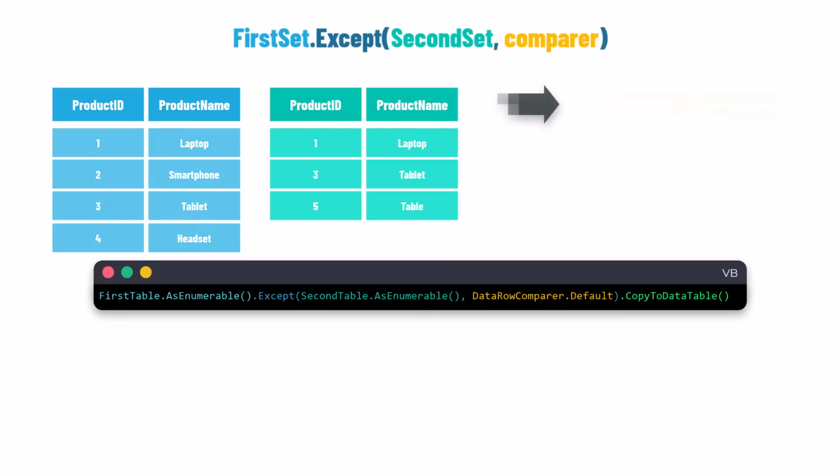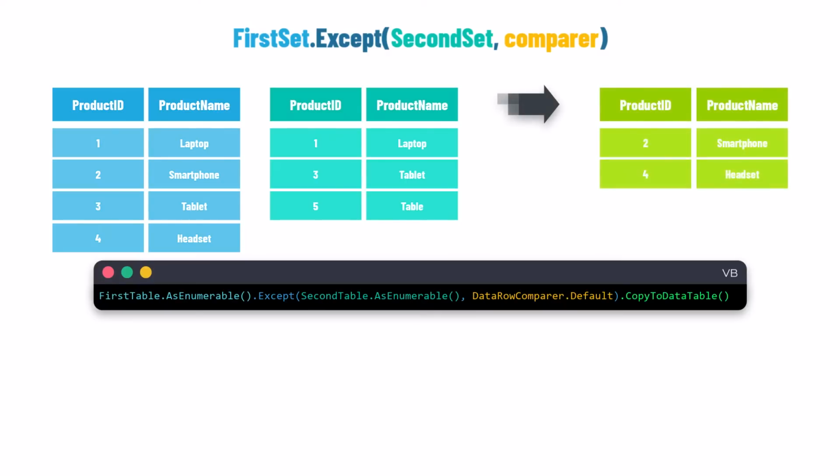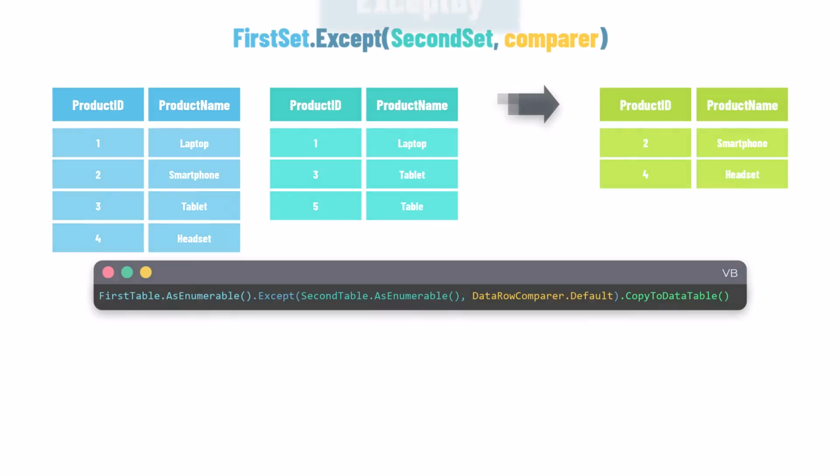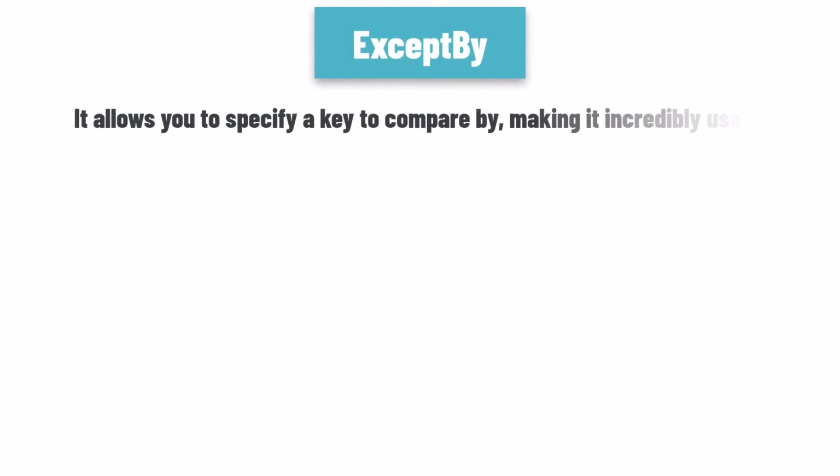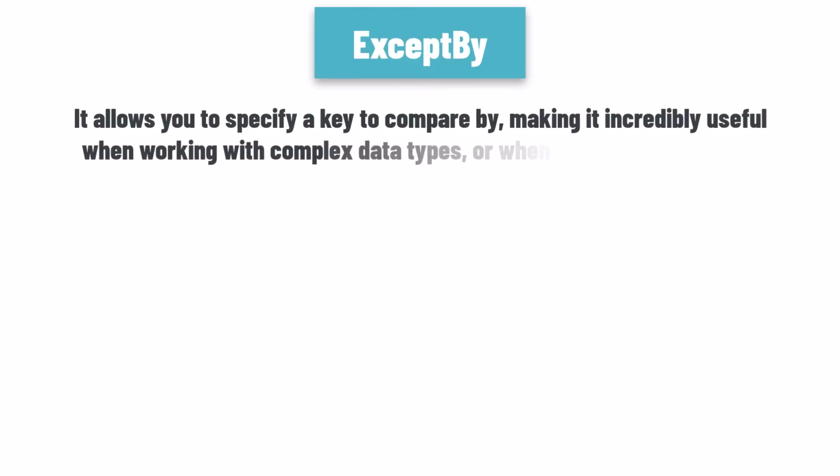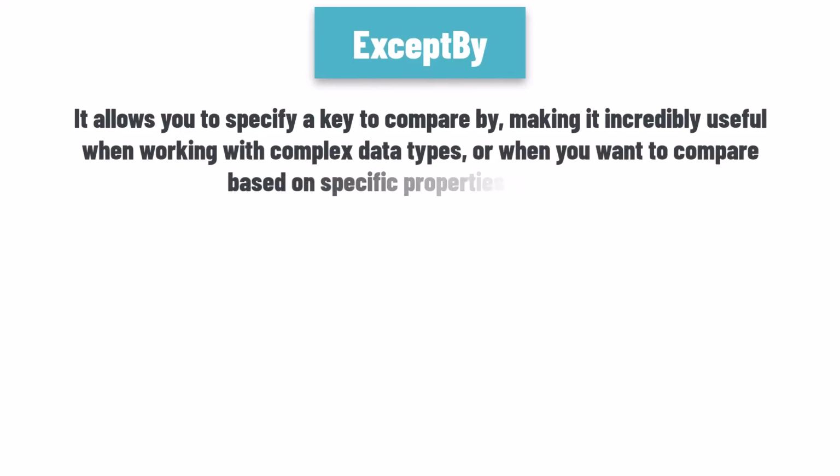The result of this query will be the following table. As you can see, we got only these rows, because they are only in the first table, but not in the second one. This is also how to use the second overload of Except method. Let's move on to the second method, ExceptBy, which is a bit more specialized. It allows you to specify a key to compare by, making it incredibly useful when working with complex data types, or when you want to compare based on specific properties of objects.